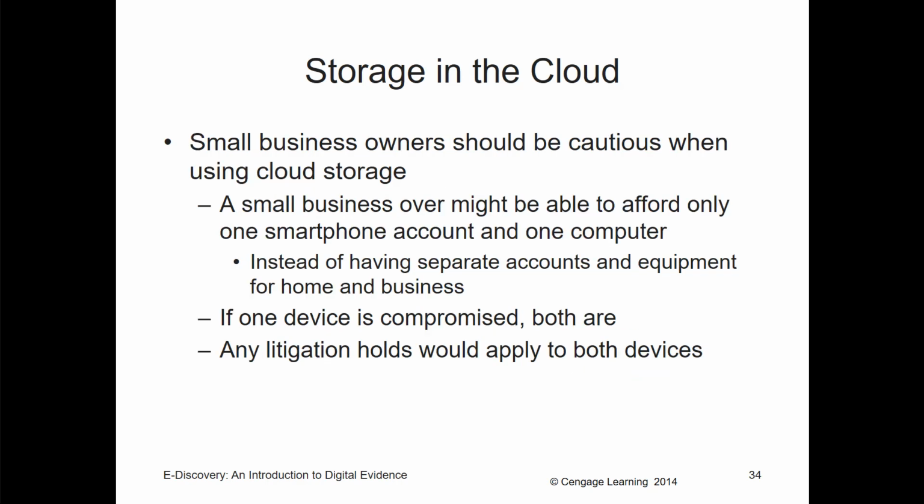Small business owners should also be cautioned when using cloud storage. Small business might be able to afford only smartphone accounts and one computer. So instead of having separate accounts, they may have a home and business account all kind of combined into one. If one device is compromised, both are. So any litigation would apply to both types of devices. So even though it may be a corporate dispute or a business dispute, they may be able to gain access to personal information.